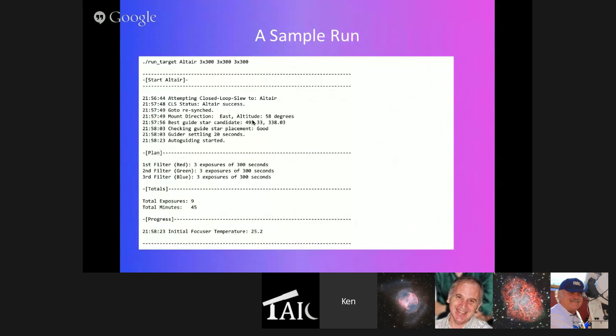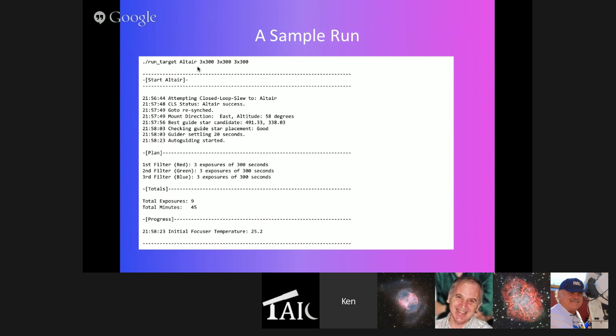One question is, why would I ever image Altair for 300 seconds? You wouldn't, but this is just a script. What I type up here at the top is run target Altair 3x300. I'm telling it I want it to take 300-second exposures through my red filter, my green filter, and my blue filter. Now, yours may be different. It doesn't care. These are just filter slots 1, 2, and 3. And I can put up to 8 filters on here, so there are a lot of combinations.